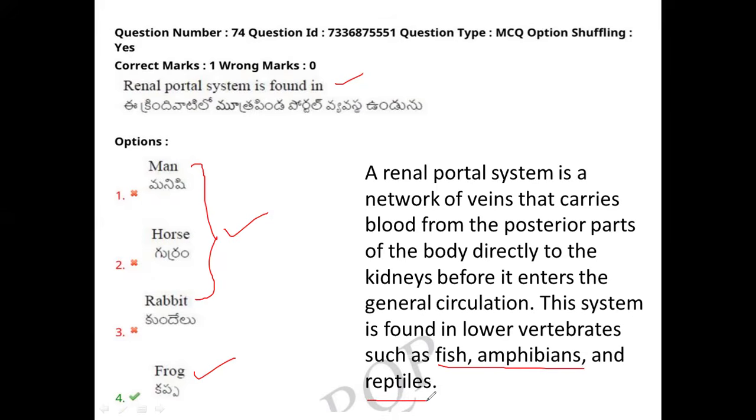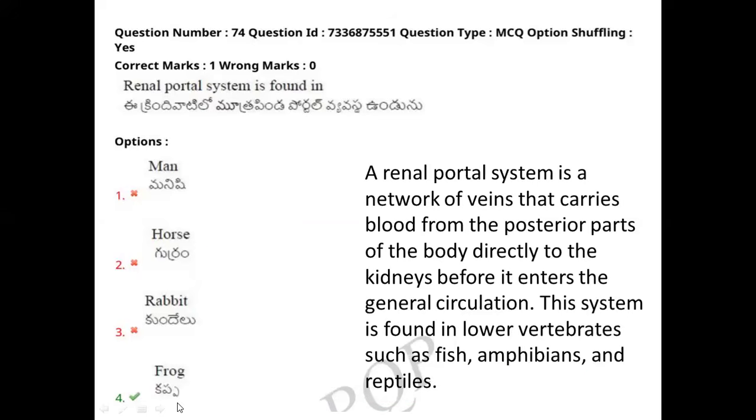The function of the renal portal system is that from the posterior parts of the body, that is, the hind limbs and lower parts of the body, it carries the blood, the deoxygenated blood, from the posterior part of the body to the kidneys. So instead of taking it to normal circulation, it transfers it directly to the kidneys. That is the main function of the renal portal system, consisting of a group of veins carrying blood from the posterior part of the body to the kidneys. That is generally present in the lower organisms or lower vertebrates.